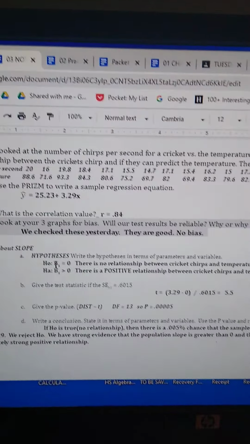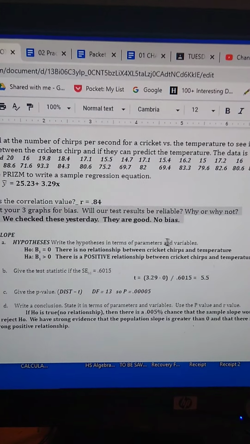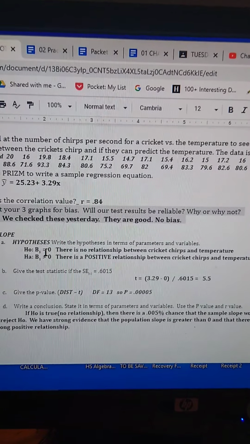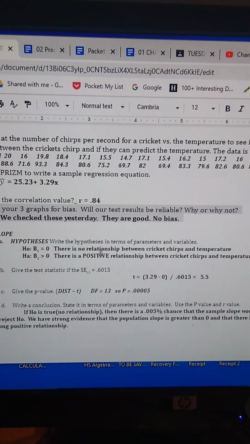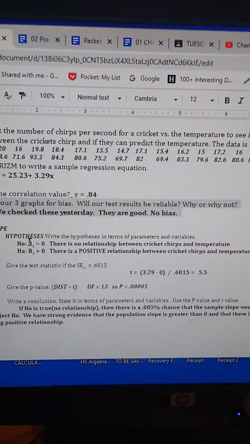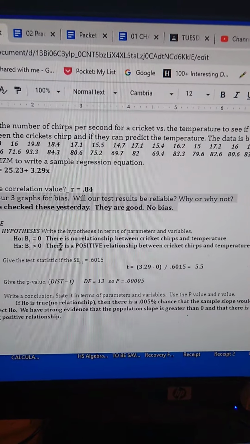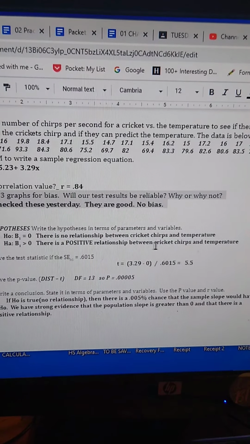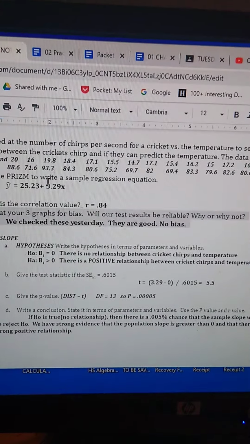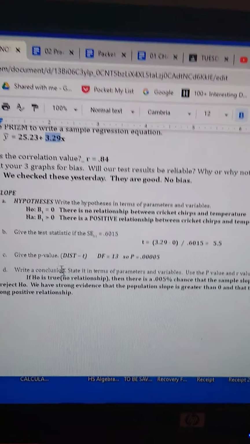And then we're going to run the test for slope. The hypotheses in terms of parameters and variables. Null hypothesis, beta sub 1 equals 0. It means there is no relationship between cricket chirps and temperature. If I reject that and go with the alternative, that's beta sub 1 is greater than 0. So there is a positive relationship between cricket chirps and temperature. How did I know to use greater than? Well, my slope is positive, greater than 0. So has to be greater than.